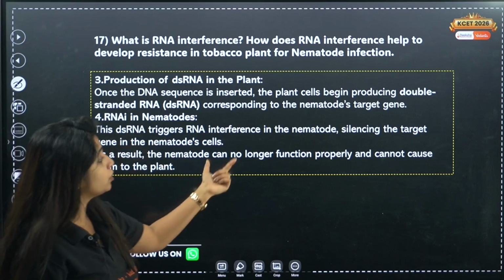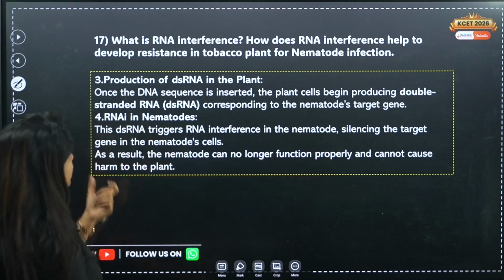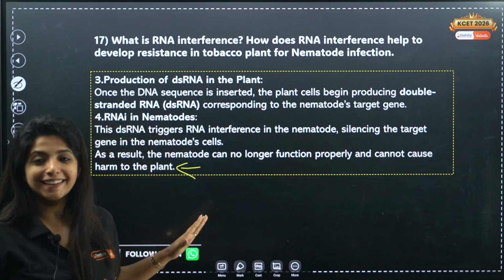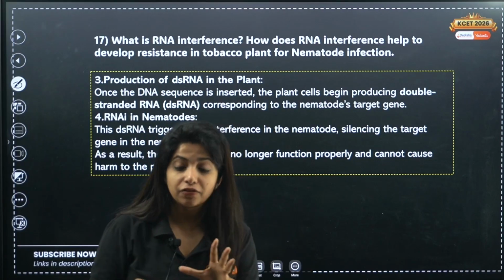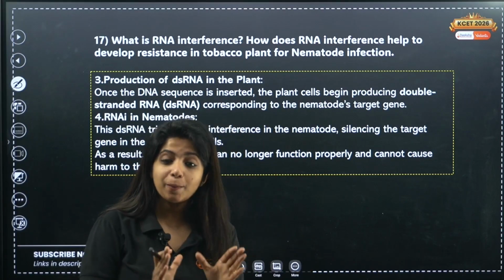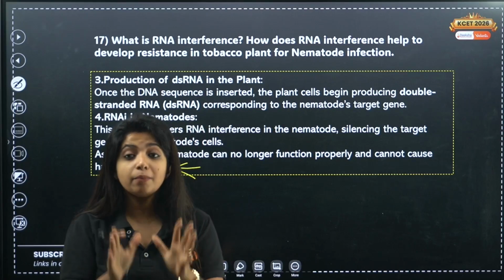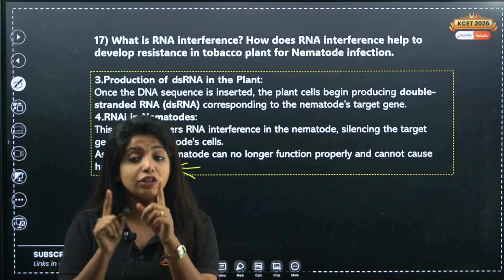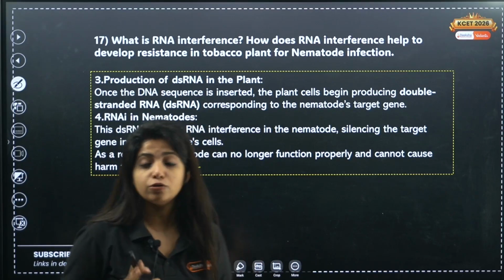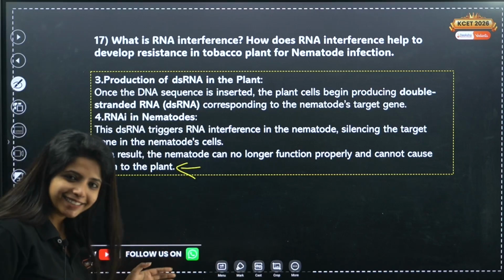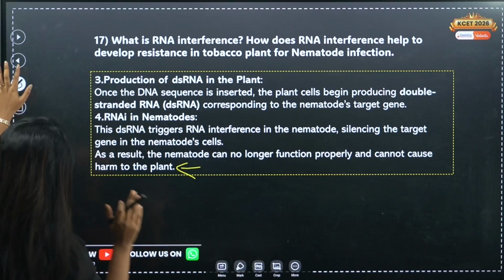As a result, the nematode can no longer function properly and cannot cause harm to the plant. This is known as RNA interference. It is done with the help of Agrobacterium tumefaciens. It is there for protecting the tobacco plant from Meloidogyne incognita because it usually causes diseases in the roots of the tobacco plant. Done? Now, this is a 5-marker question.